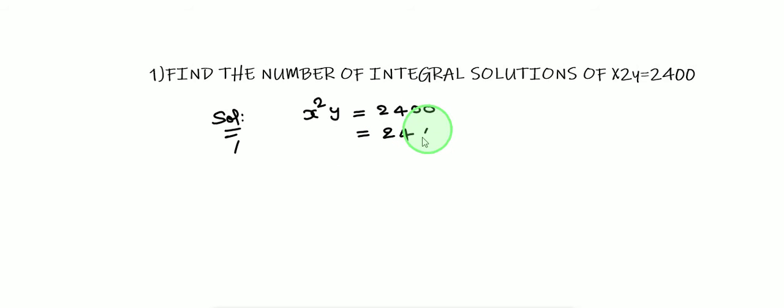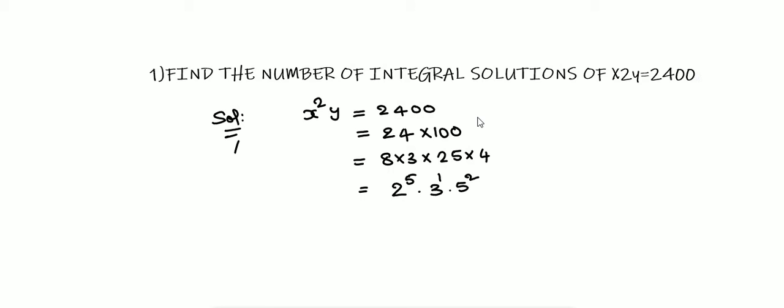So which is equal to 24 times 100. 8 threes are 24, at the same time 25 into 4. So finally, if you collect all 2's from here, 2 power 3, here 2 power 2, 2 power 5, 3 power 1 and 5 square. So the most interesting part of this question is, it's not just a multiplication of factors of this number equal to 2400. The multiplication of the factors in which one is a perfect square.